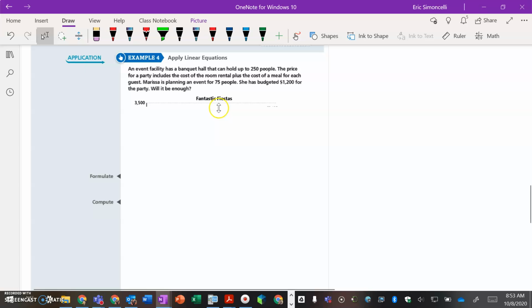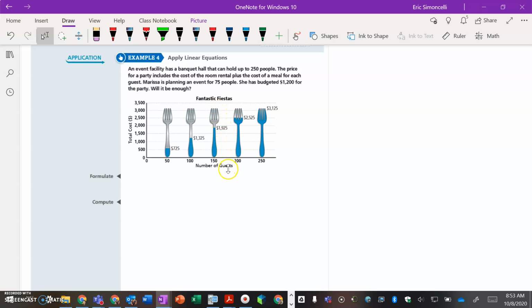To kick the problem off, we can see here a graph of the number of guests measured against total cost. As you can see, 50 guests is at $725, 100 guests is at $1,325, 150 here, and so on. So you can see the progression.